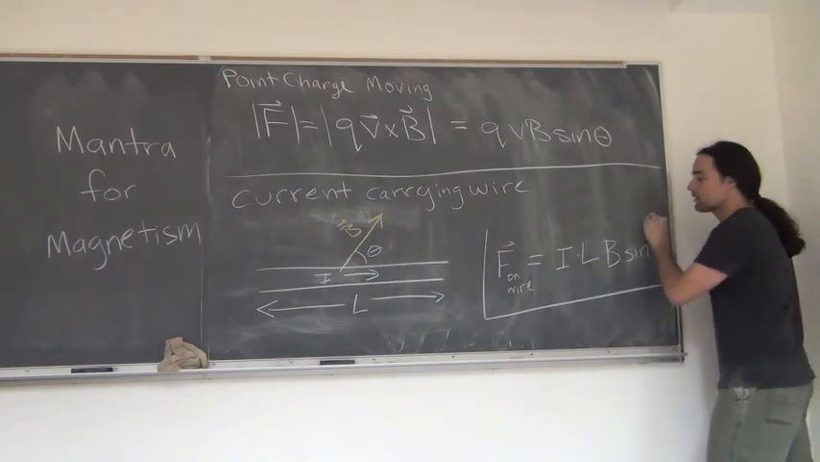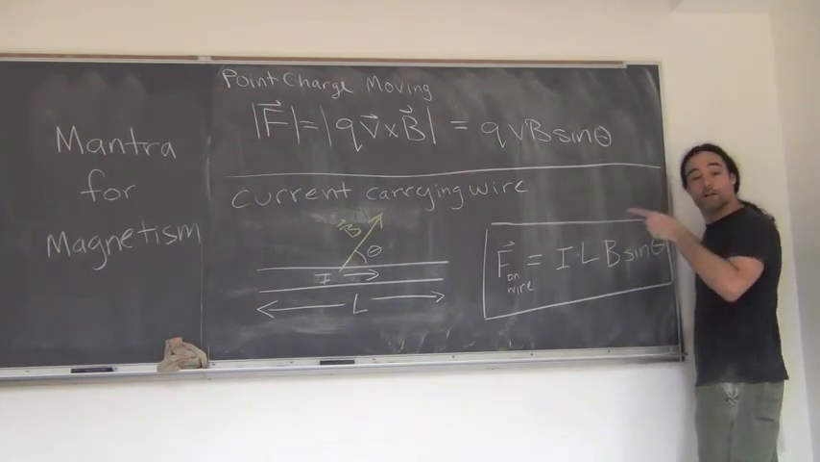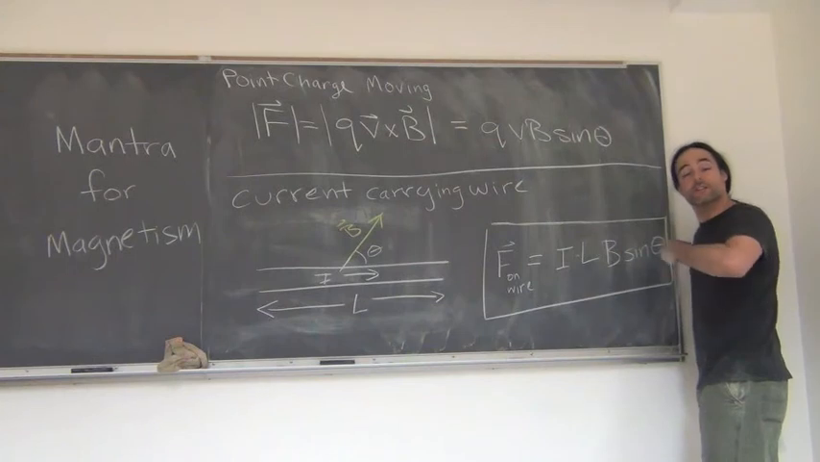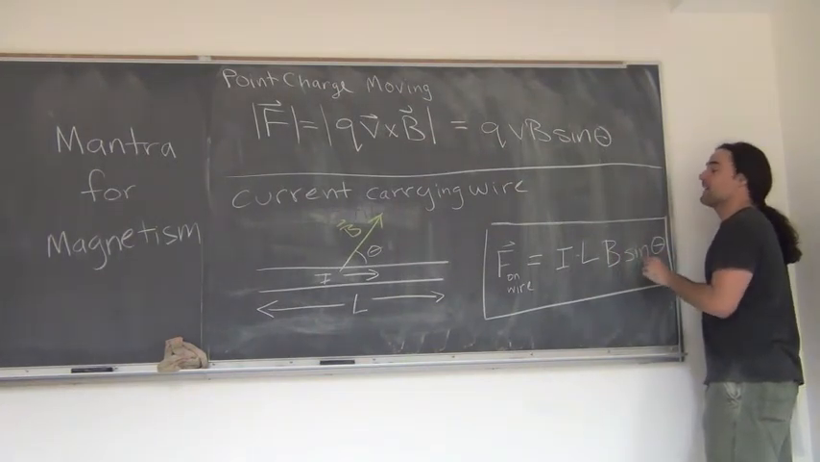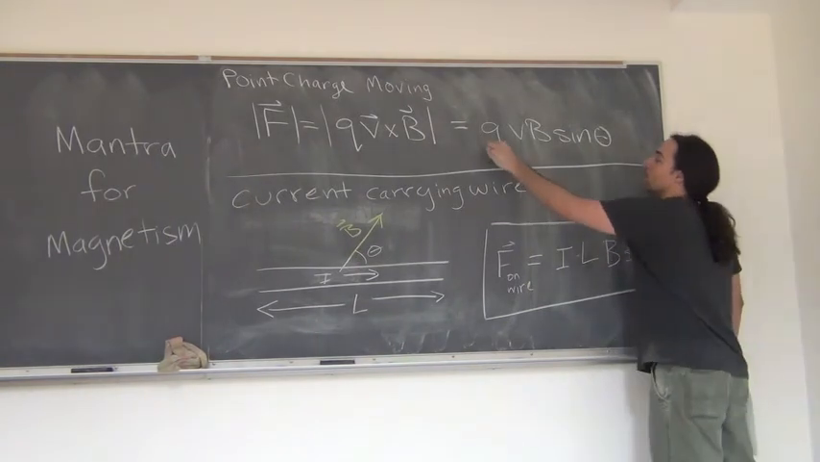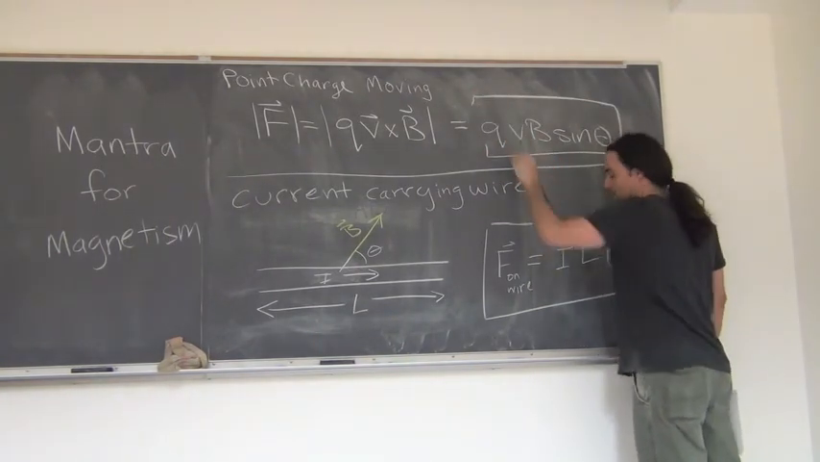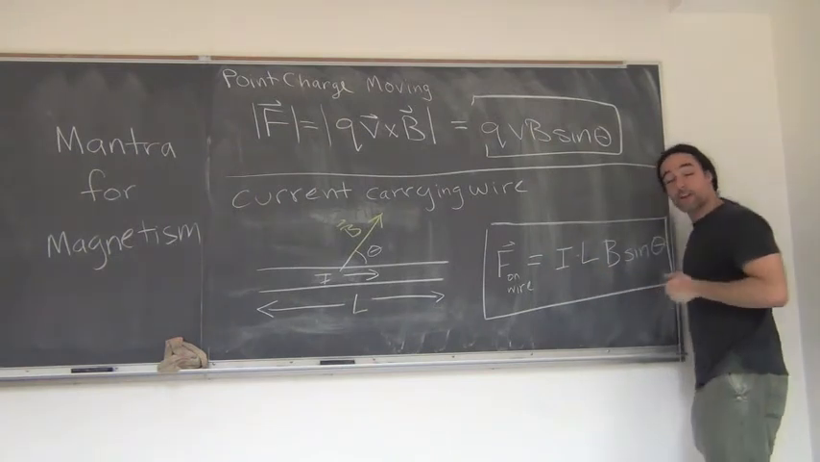So it'll be the current times the length of the wire. A longer wire will have more force because there are more charges moving inside. Times the magnetic field times the sine of the angle. Very similar to this formula, except instead of qv, you have the current times L.